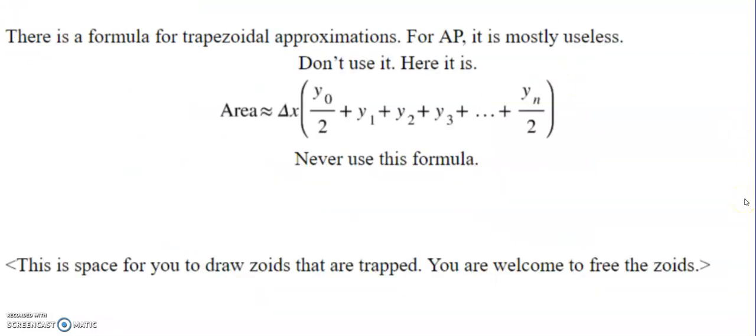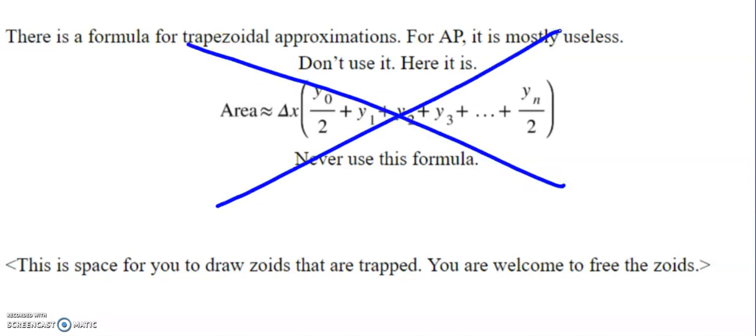All right, there is a formula for trapezoidal approximations, and it looks really intimidating and it's very scary, but the good news is you never have to use this formula. Don't use it, okay? What this formula does is find a pattern within the trapezoids. We're going to find an even better pattern, all right? Mr. Lakin left some room for you to draw some zoids that are trapped. You are welcome to free the zoids.